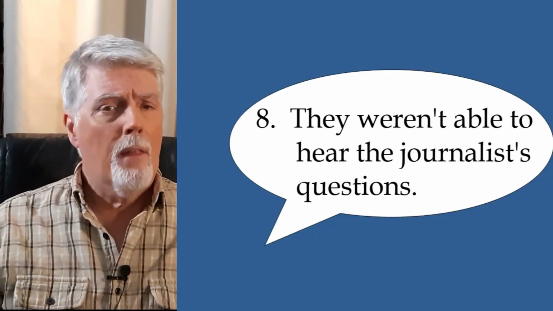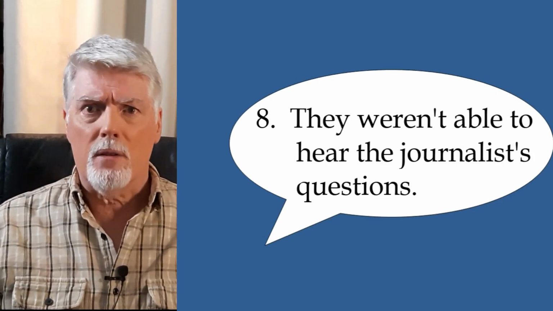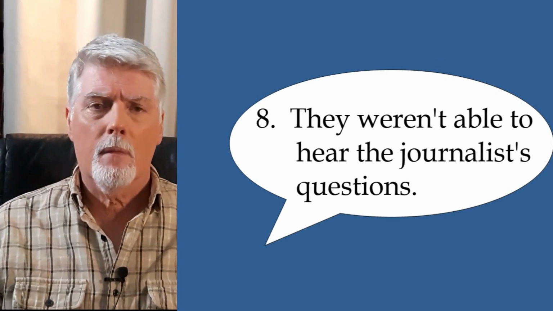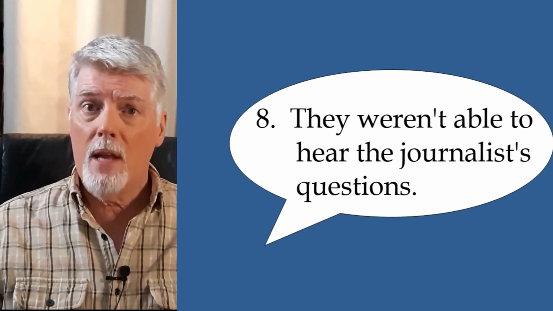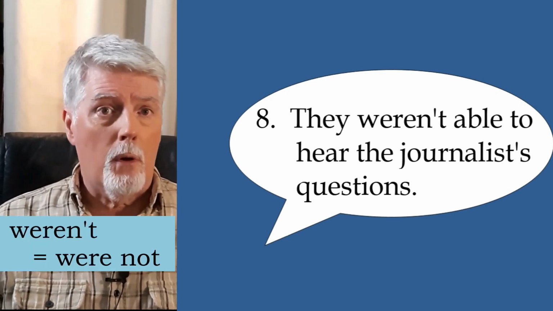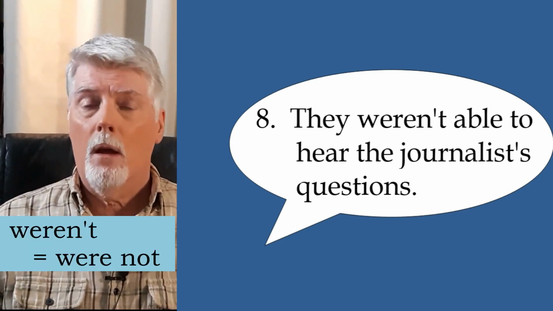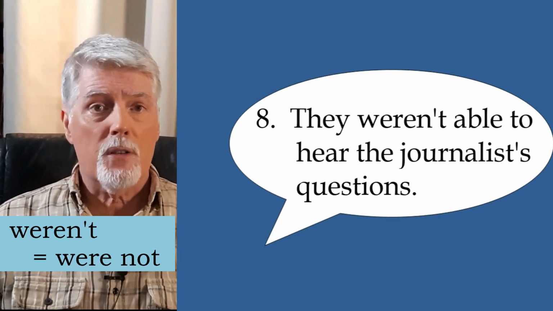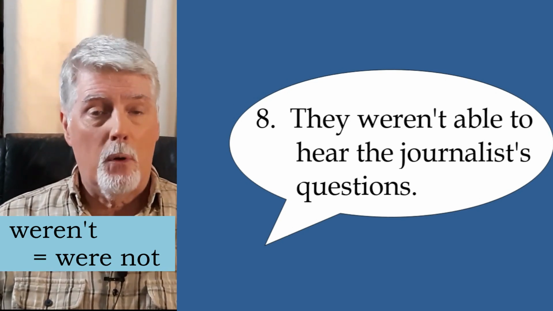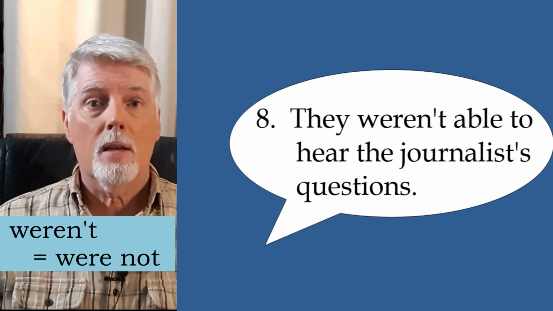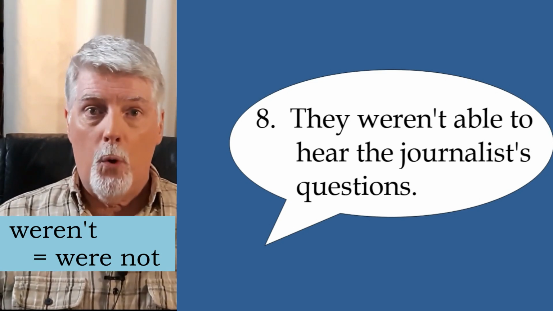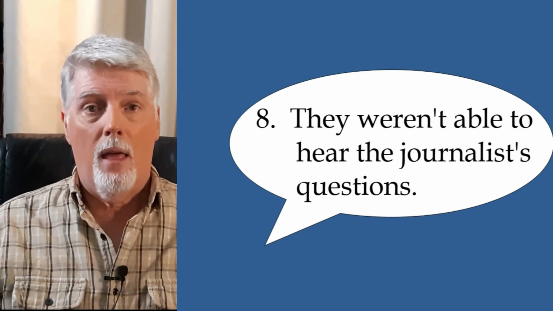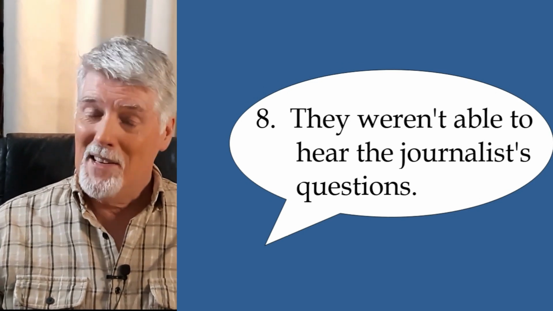Number 8. They weren't able to hear the journalist's questions. Repeat. So here again we have the negative form, but this time it's in the plural. They weren't. Repeat. They weren't able. So the infinitive of this expression would be to be able, but in the simple past tense, were able, and the negative weren't able. We say were because we're talking about they. They weren't able.